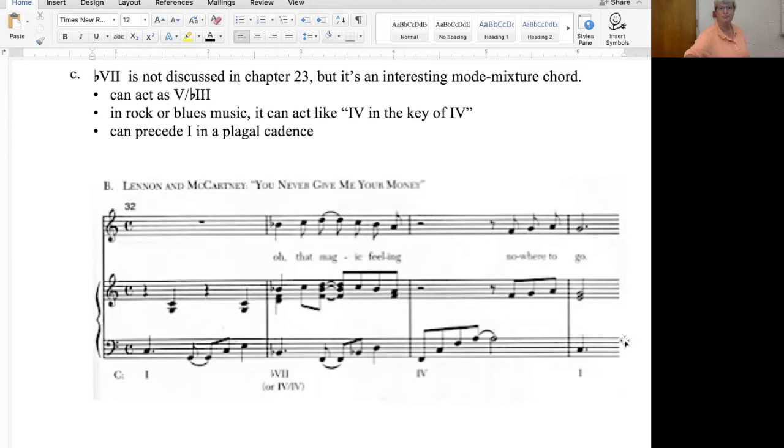Yet another use of the flat 7 chord is that it can substitute for a dominant chord in a cadence. If you have a cadence that goes flat 7 to 1, there is no leading tone by definition because you've got te instead of t. So technically this is a type of plagal cadence.